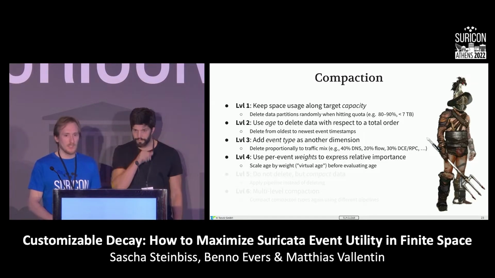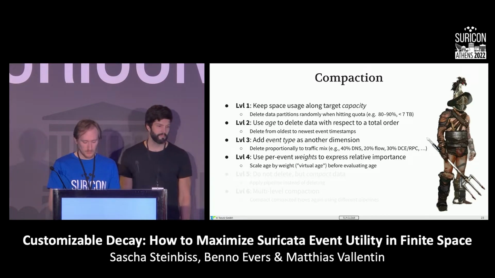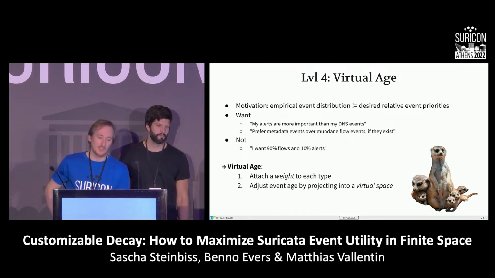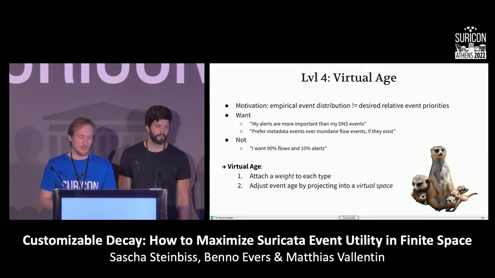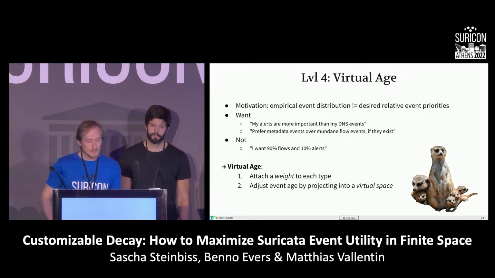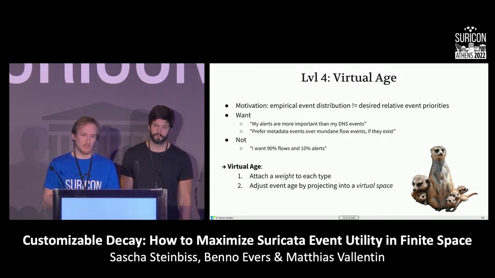And then our next approach is something that we call virtual age. The motivation here is that essentially we want to give relative importance to different event types. For example, we want to be able to say my alerts are more important than my DNS events, or my metadata events are more important to me than my flow events. But we don't want this fixed static distribution, because that only works if you know the incoming traffic mix, and that is static over time as well.